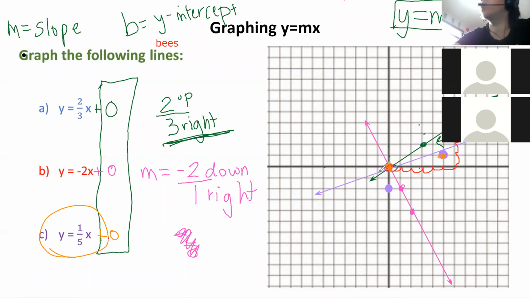And it's fine to draw a line between those 2 points. I always did 3, but 2 is just fine. 2 is quicker. We like quick. So that purple line there, that would be the y equals 1/5 x. Nice job with that, you guys. Seriously.